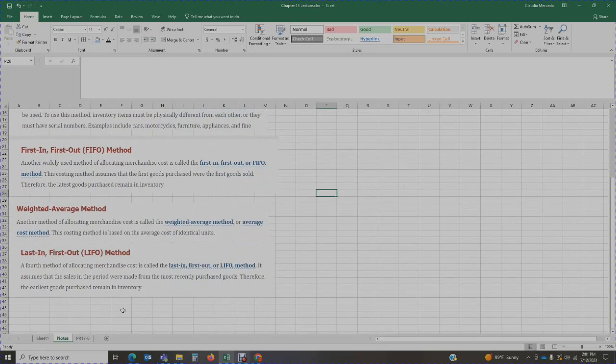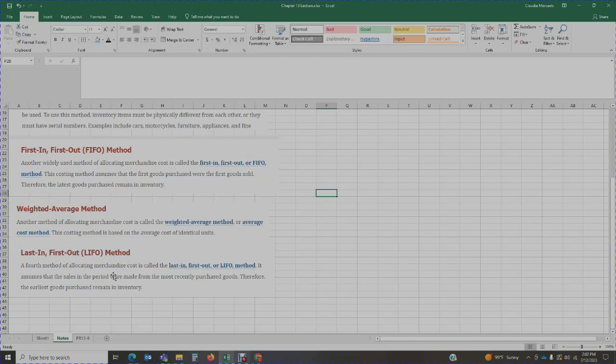Okay, and then we have LIFO, last one in is first one out. In this particular method, we assume that the sales in the period were made from the most recently purchased goods. Therefore, the earliest goods purchased remain in inventory. Last one's in, first one's out. So in this instance, we sell the new and we keep the old.